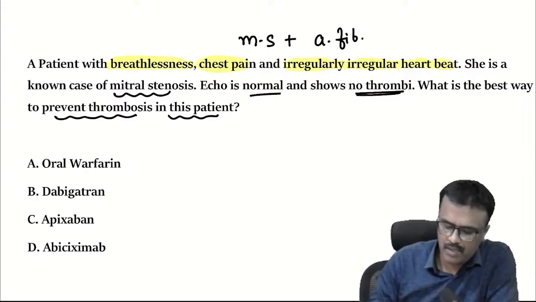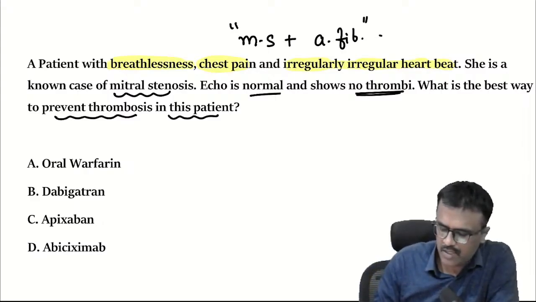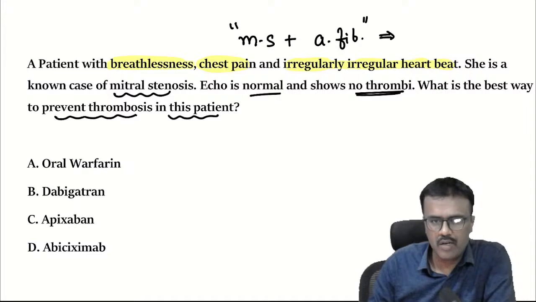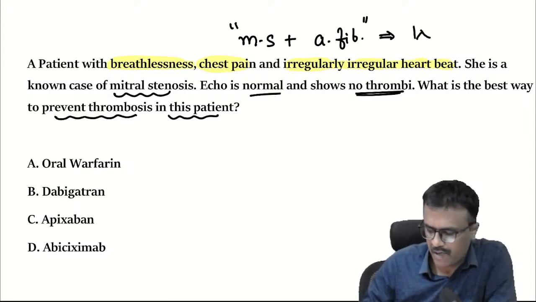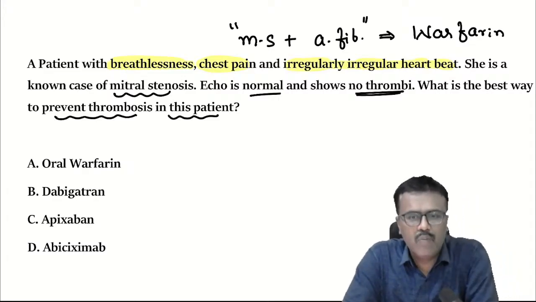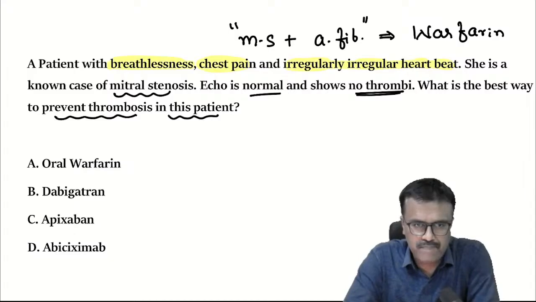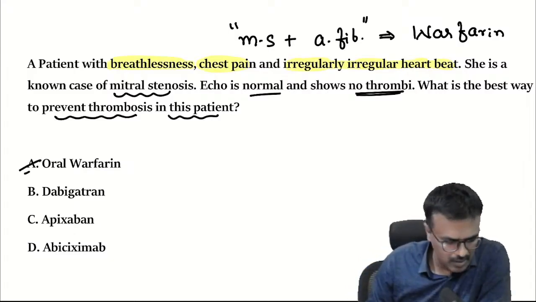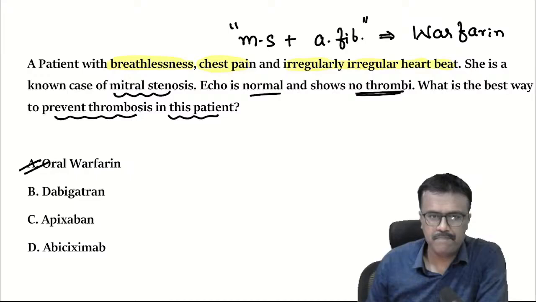Now, mitral stenosis with atrial fibrillation, the anticoagulant of choice will be warfarin. Warfarin is a time-tested drug from so many years, which is more efficacious in this. So the answer will be A, oral warfarin.